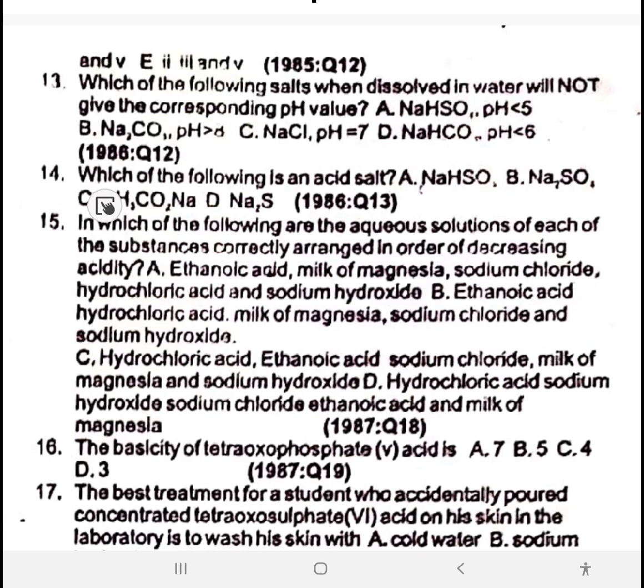14. If you also have questions about it, you could ask. We're trying to be fast here also. Which of the following is an acid salt? I'd like to come back to this number 13.